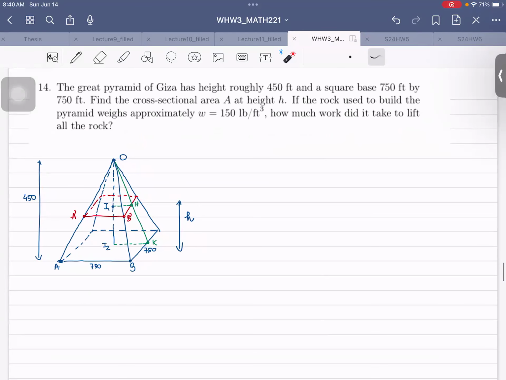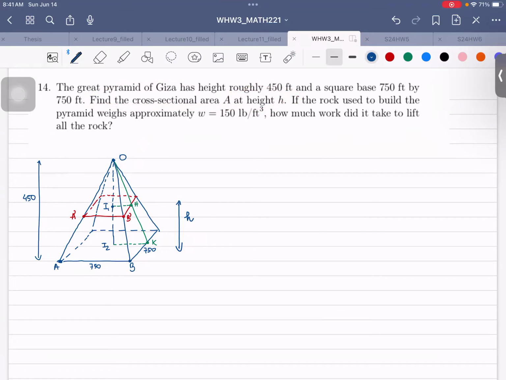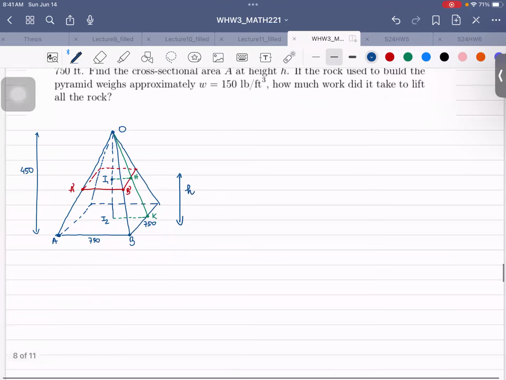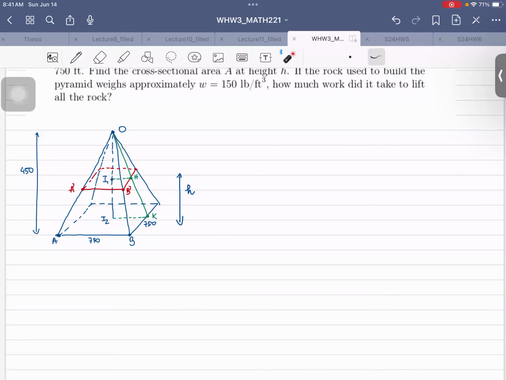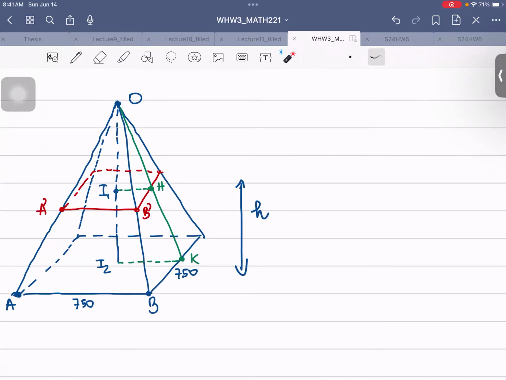Okay, so first let's solve the first part of the problem. What is the cross-sectional area A at the height H? This is a little bit tricky. Let me consider the red square over here as the cross-section at the height H, and I want to find the area of this red square. If you want to find the area, you have to know the side.